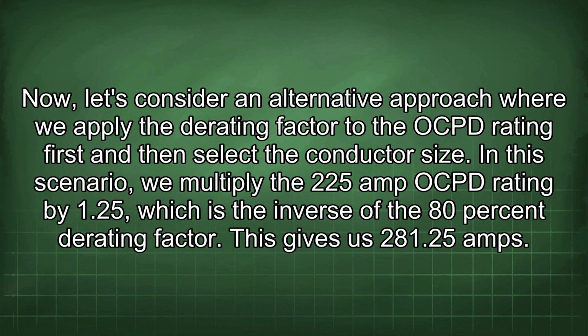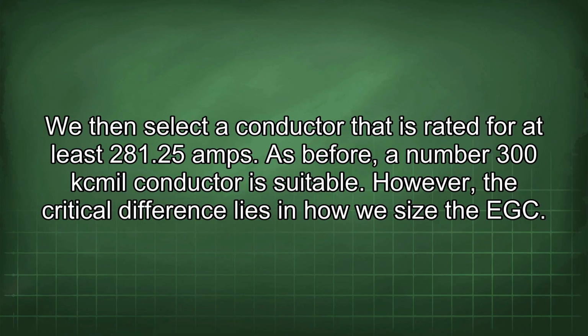Now let's consider an alternative approach where we apply the derating factor to the OPD rating first and then select the conductor size. In this scenario, we multiply the 225 amp OPD rating by 1.25, which is the inverse of the 80% derating factor. This gives us 281.25 amps. We then select a conductor that is rated for at least 281.25 amps. As before, a 300 kcmil conductor is suitable.